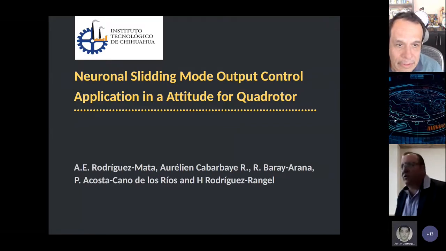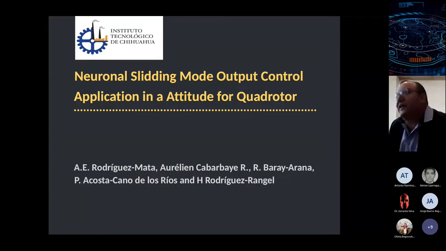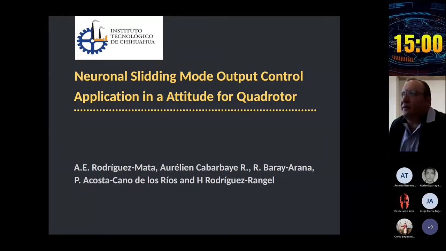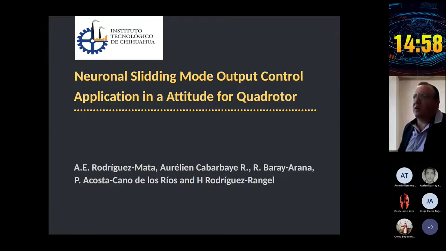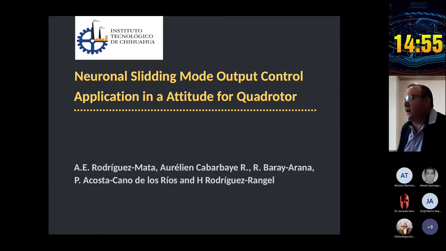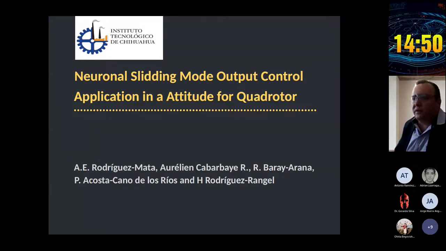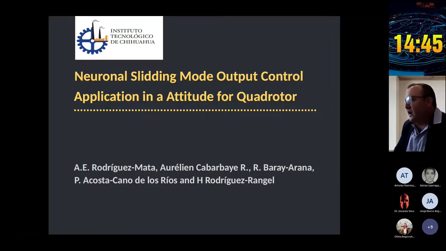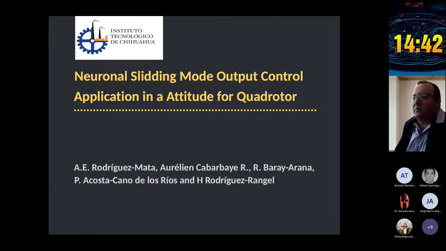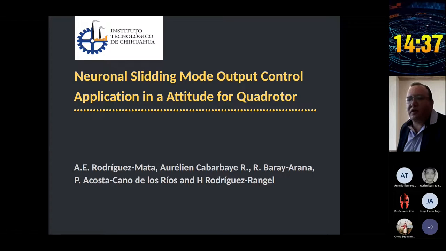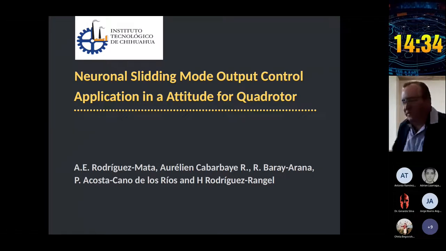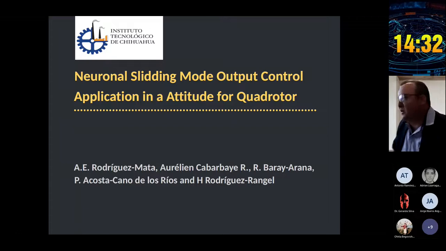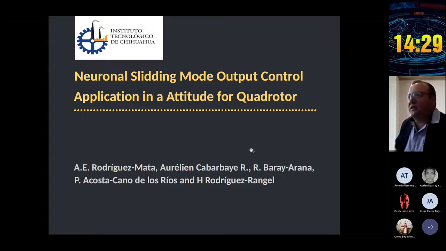Good morning or good afternoon, depends where you are. My paper is on neuronal slided mode output control, an application in attitude for quadrotor. The name of the author is Abraham Rodriguez Mata. Co-authors are Aurelian Cabargea, Rogelio Baray, Pablo Acosta, and Hector Rodriguez. We work at Tecnológico de Chihuahua, because we live in northern Mexico.